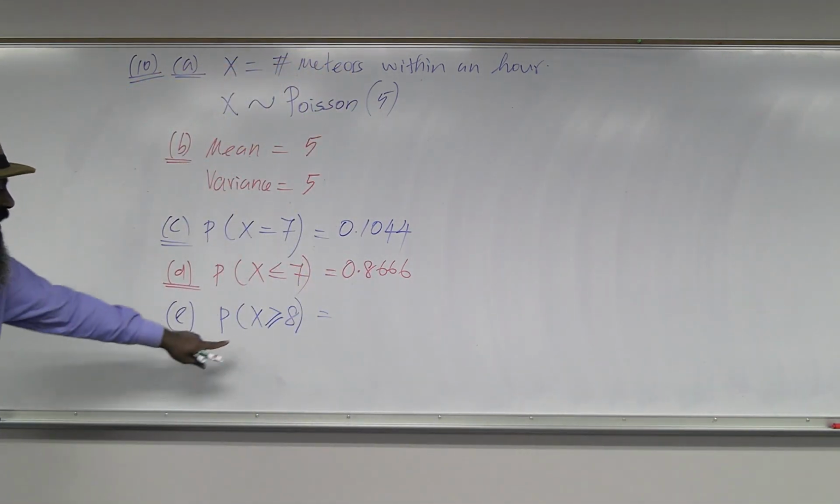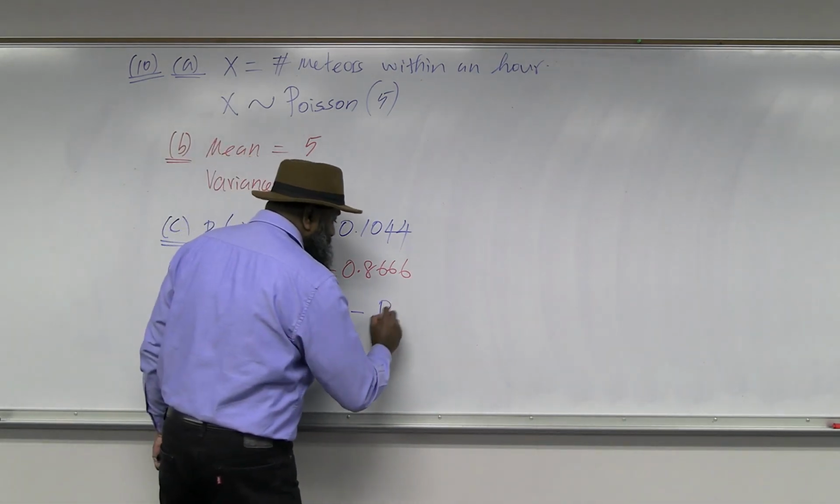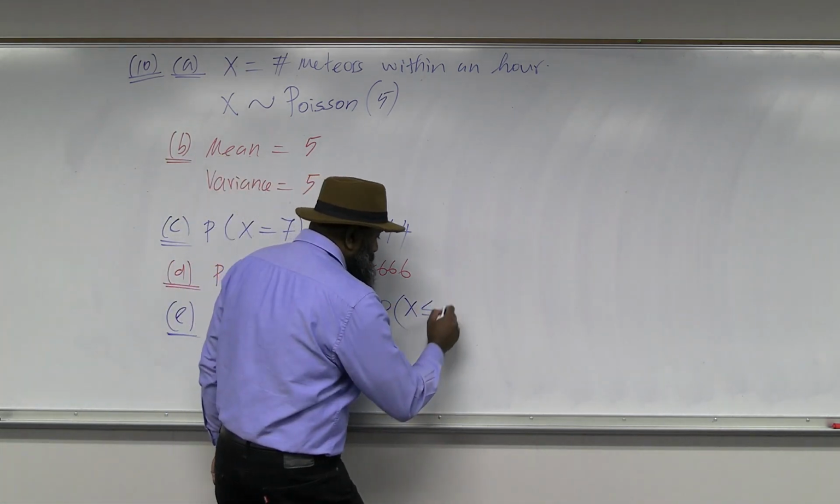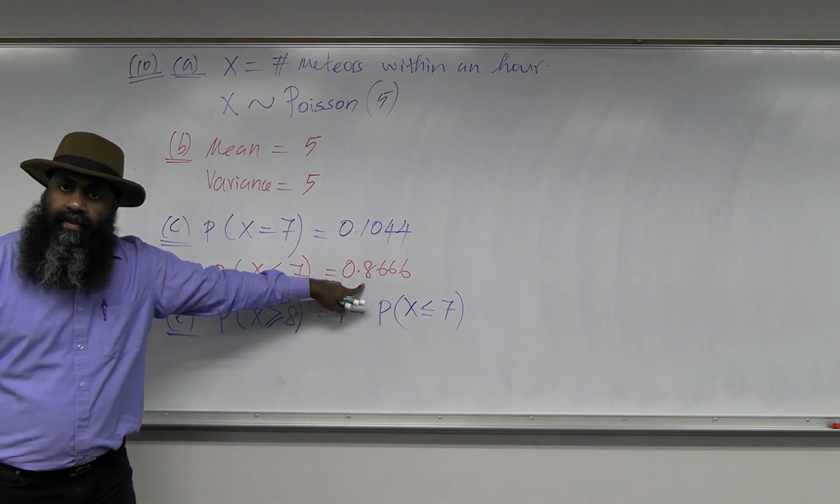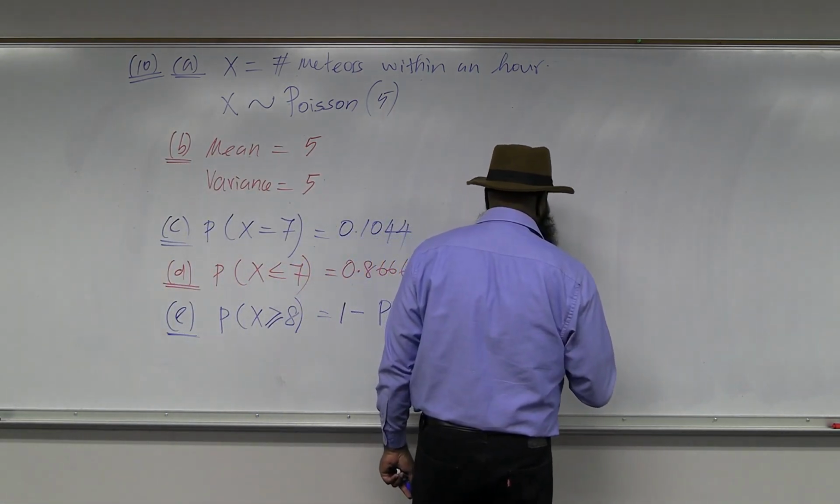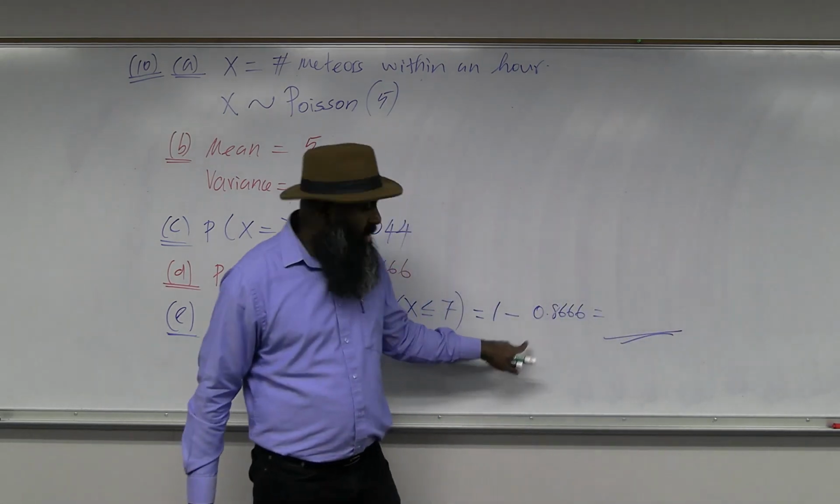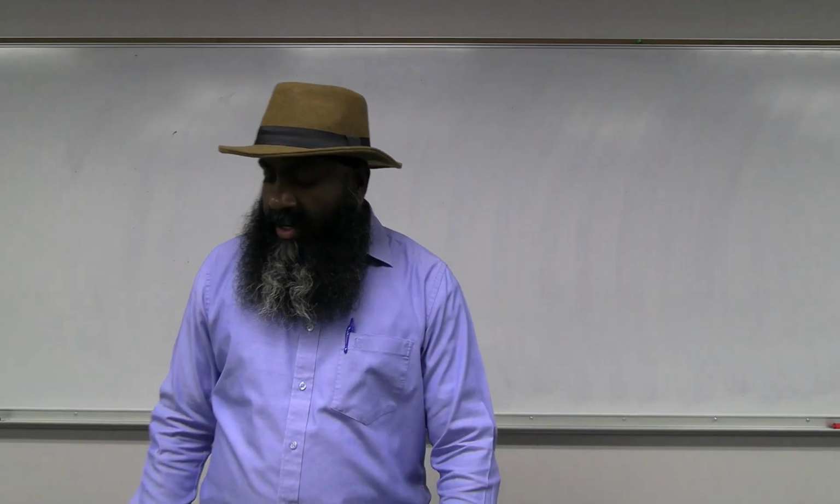So X is greater than or equal to 8. That probability should be equal to 1 minus probability what? X is less than or equal to 7, which is the probability that we calculated in the previous step. So you can easily find it, 1 minus 0.8666, and then you can get the answer. Don't just leave it as that. Simplify this and find your final answer.